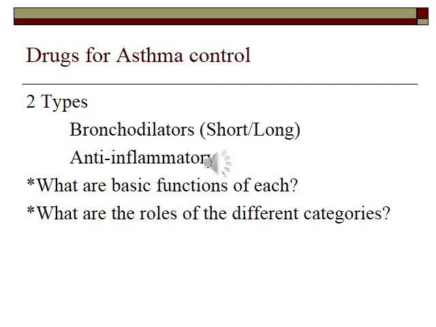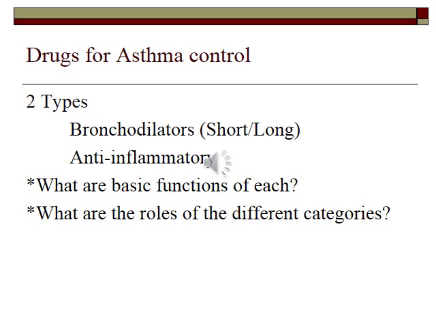Now, in referencing drugs for asthma control, there are 2 basic types. You have your bronchodilators, and you have both short and long-term bronchodilators. And you have anti-inflammatory medications. So again, we have to control for those 2 different aspects of asthma. If you're dealing with somebody that has exercise-induced bronchospasm where there's no marked inflammation present, then the physician will definitely take that into consideration in their treatment.